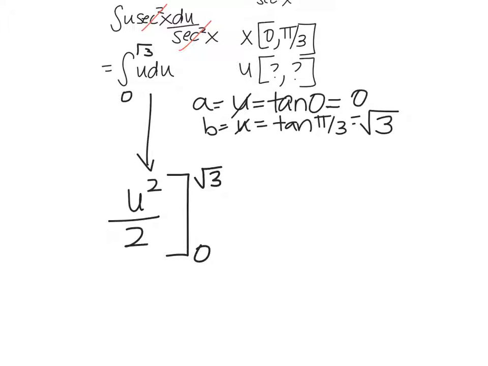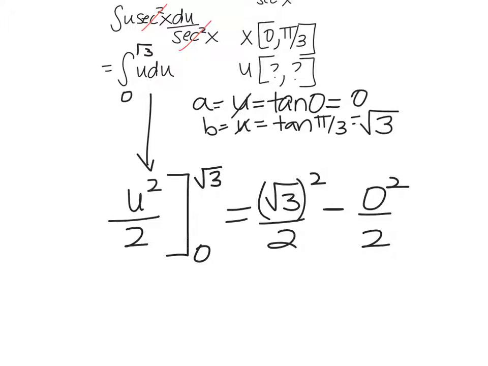Now, here's the thing. If you wrote 1.7 something, it's not going to be exactly right if you rounded. Because now let's plug these in, and we get root 3 squared over 2 minus 0 squared over 2. And so the answer is 3/2. There you go. So you never have to put the tangent back in.